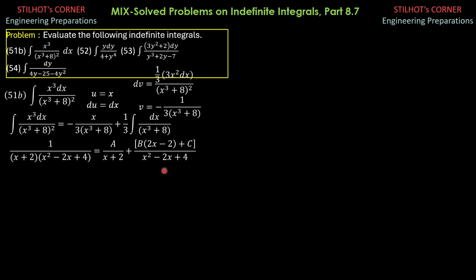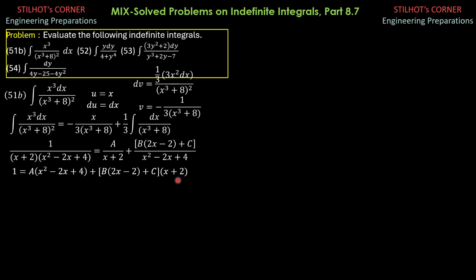We anticipate the integral, which is ln, so we put the coefficient, the factor of the coefficient B by the differential, the derivative of the denominator, which is 2x minus 2, then plus the constant term, because the numerator should be linear if the denominator is a quadratic factor. So first, we multiply everything by the LCD. So 1 equals A times quantity x squared minus 2x plus 4 plus quantity B times 2x minus 2 plus C closed, then times x plus 2.